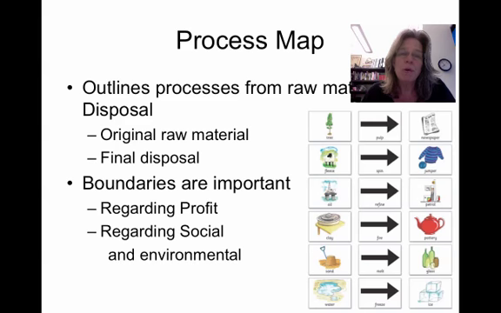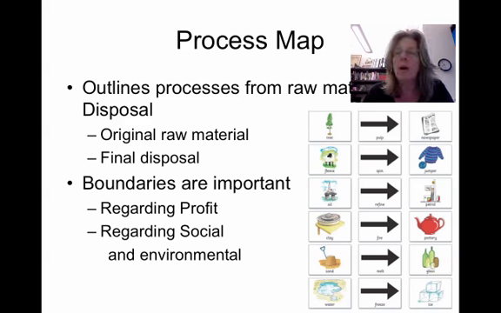And also, it's really important to look at the boundaries of the system. Regarding profit, there's a different sort of boundary than there is regarding social and environmental. In the profit, we just look at the boundaries of the company itself, like what exactly does the company buy and how do they change that product and what do they sell. And that's a different boundary than what we look at in the social or environmental realm.